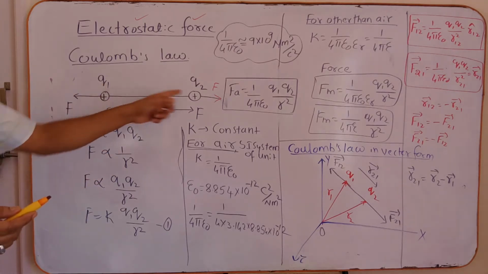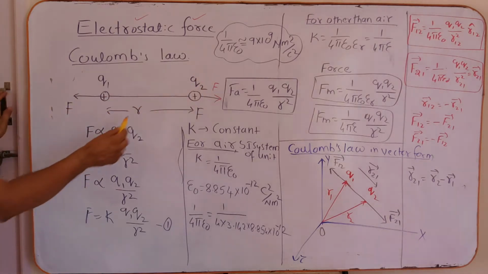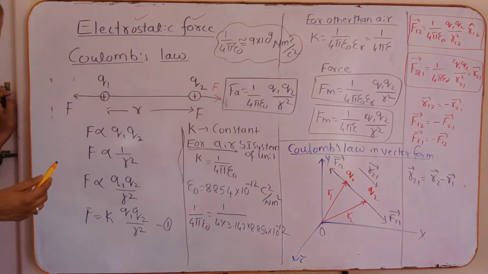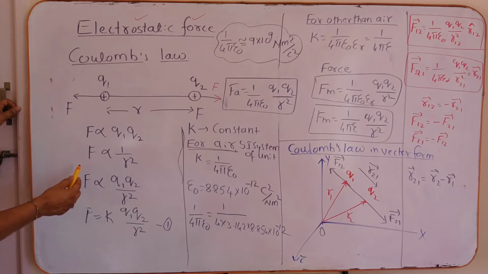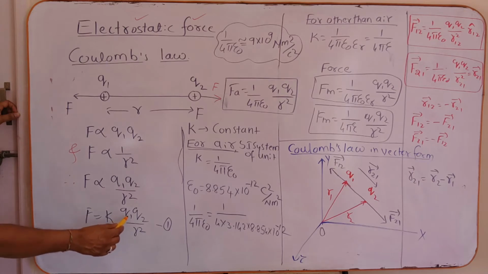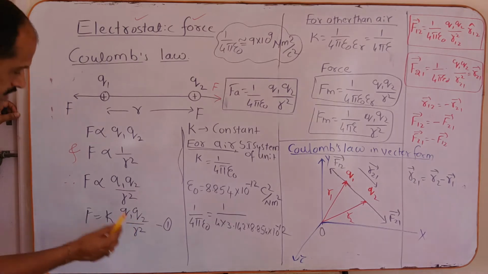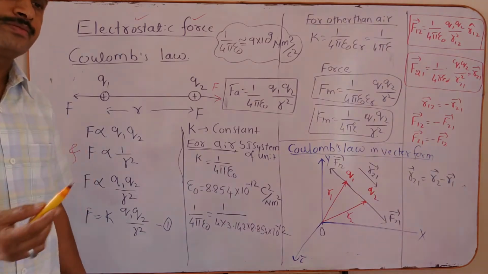Here Q1 and Q2 are the two point charges, F is the electrostatic force and R is the distance between the two point charges. Now this is proportional to Q1 into Q2, the product of the magnitudes of the two charges, and is inversely proportional to the square of the distance between them. Therefore, by Coulomb's law, F is proportional to Q1 Q2 upon R square, so F is equal to K Q1 Q2 upon R square. Now K is the proportionality constant.